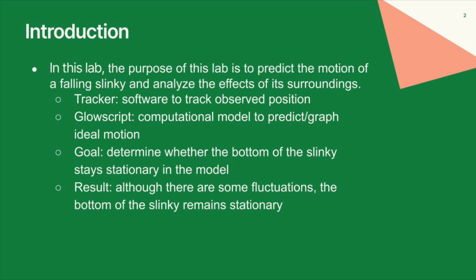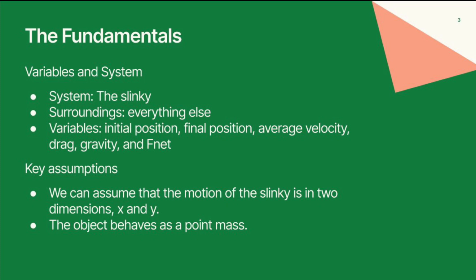The result: although there are some fluctuations, the bottom of the slinky will remain stationary. Some of the fundamentals: the variables and system. The system of this lab is our slinky. The surroundings are everything else. The variables are the initial position, final position, average velocity, drag, and the net force.